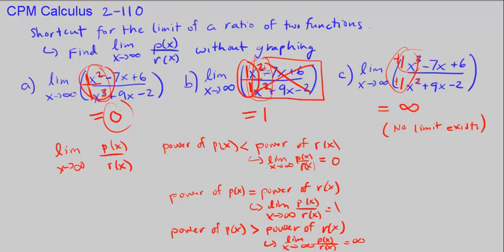The coefficients, if the powers in the numerator and the denominator are the same, matter because the limit equals that ratio. And here it doesn't matter if it's smaller in the numerator and bigger in the denominator, we're always going to be approaching 0. So this ends CPM Calculus Chapter 2, number 110.